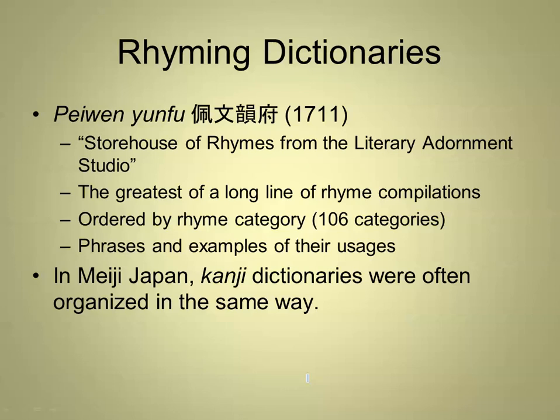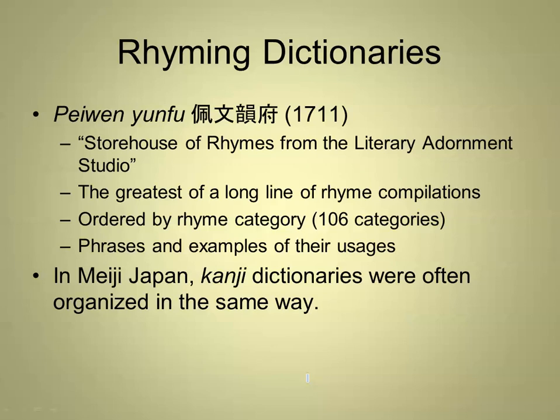The most prominent of these dictionaries is probably the Pei Wen Yunfu, which was published in 1711. Pei Wen Yunfu means storehouse of rhymes from the literary adornment studio. It's kind of a mouthful. It's easier to say Pei Wen Yunfu. This is the greatest of a long line of rhyme compilations. It's by no means the first, but it's sort of the go-to resource now for sinologists.